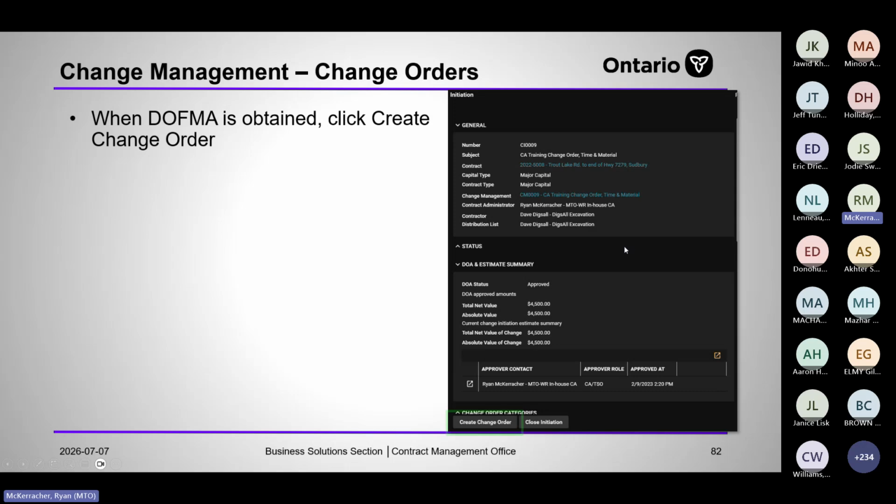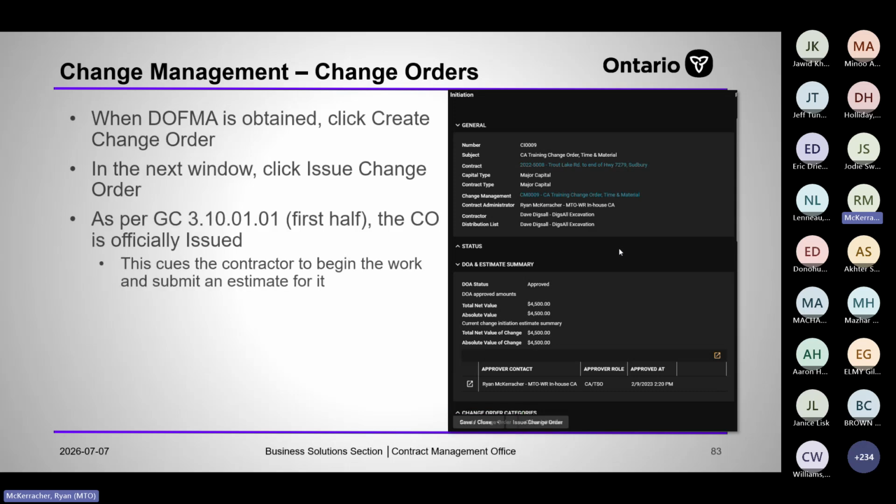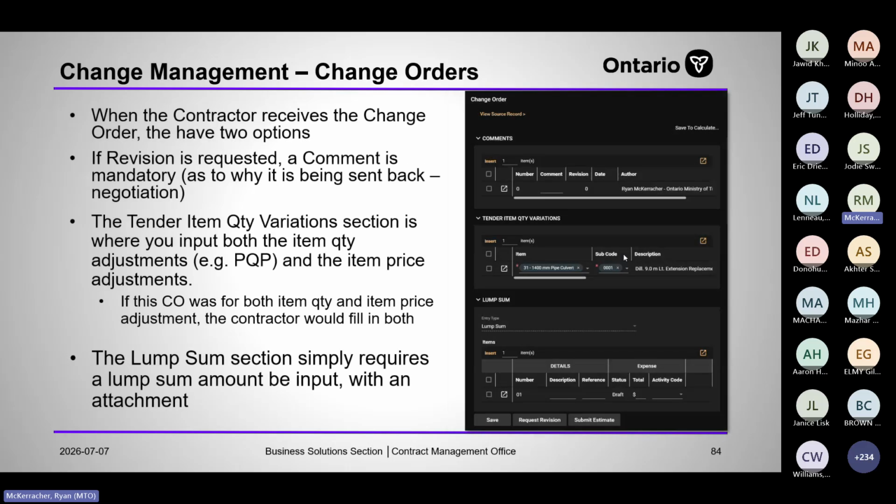So once everything's done, you click create change order. In the next window, you can issue change order, and once you click that, the change order is officially issued to the system. We can no longer delete it for you. We can no longer edit it in the back end for you or anything, because it's been issued to the contract as per the change order manual. Only another change order can cancel or revise an existing change order.